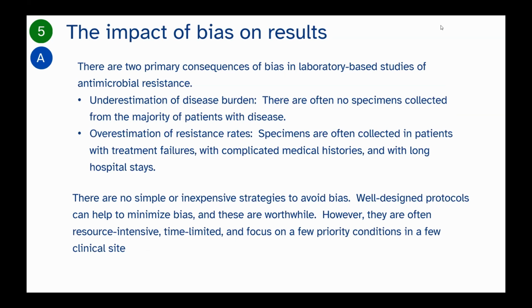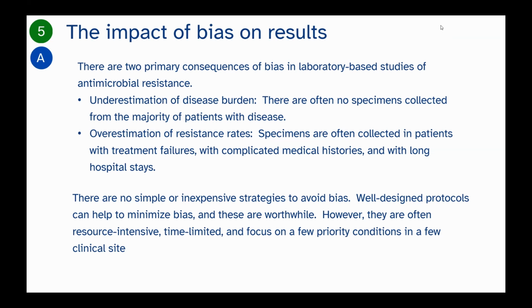The impact of bias on results. Routine laboratory data intrinsically have a number of biases, and there are two primary consequences of bias in laboratory-based studies of antimicrobial resistance. Typically, we underestimate disease burden because often there are no specimens collected from the majority of patients who have disease. On the other hand, we often have an overestimation of resistance rates. Specimens are often collected in patients with treatment failures, with complicated medical histories, with long hospital stays.